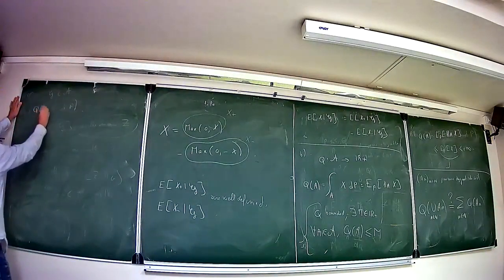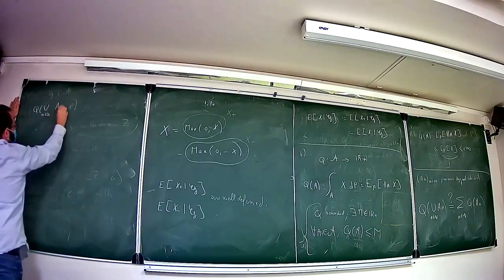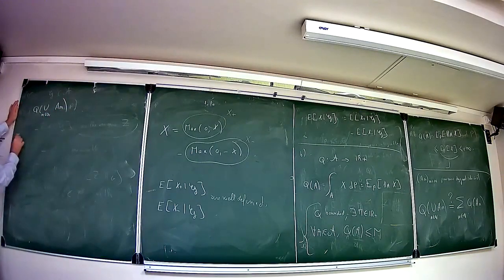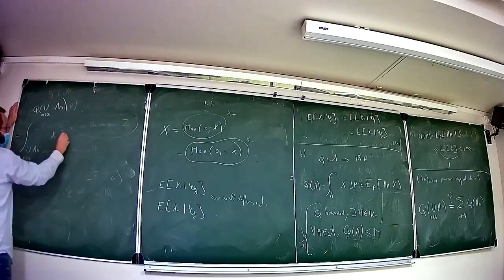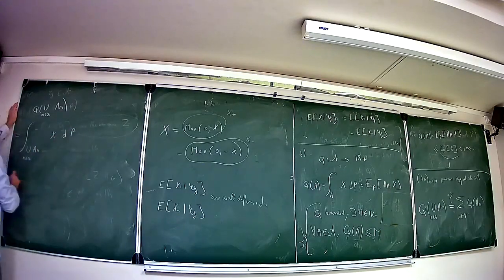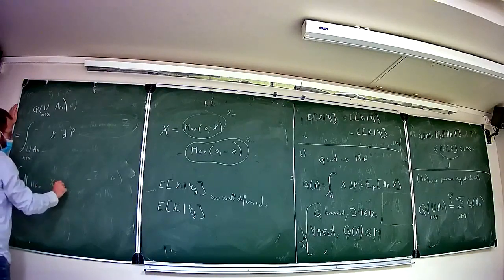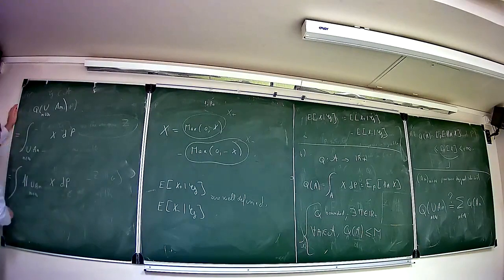What is Q of the union? Q of the union is just the integral of this one, that I can write as the integral over the whole omega of the indicator function of the union times X dP.